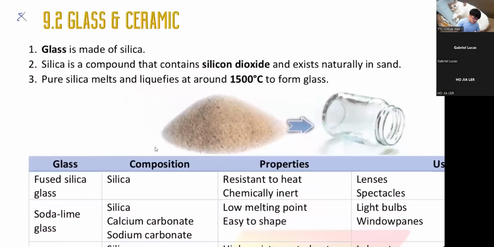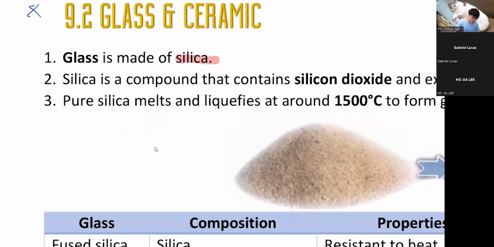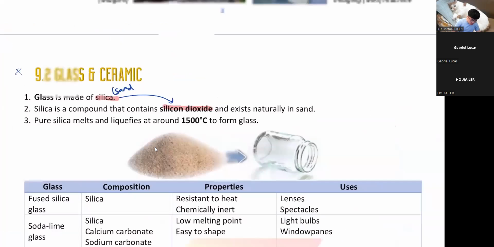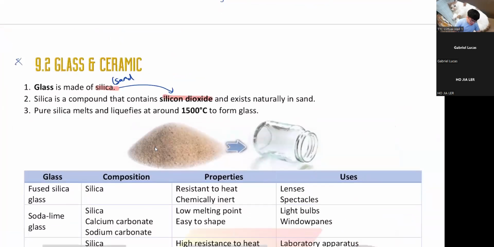So as we know, glass is made from silica. What is silica? Another name for silica is silicon dioxide. Where can you find this? You find this in sand. That means sand has silica inside. Silica is also known as silicon dioxide. That's the thing you use to make glass.